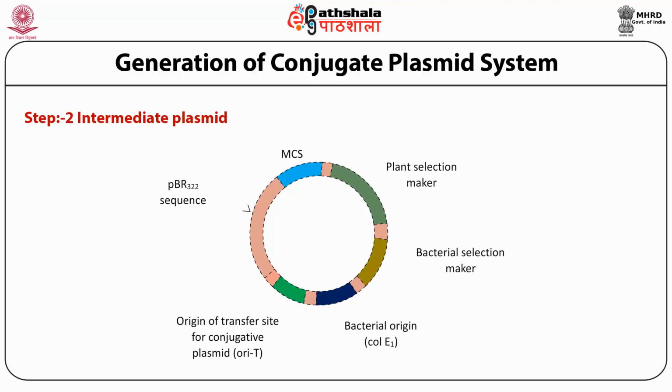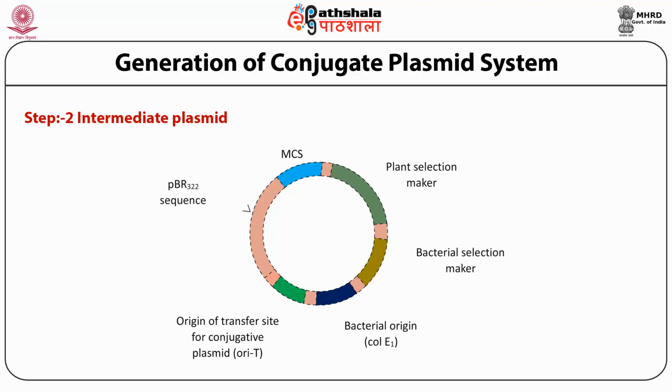This plasmid contains an origin of replication which allows it to propagate inside E. coli. It also contains a selection marker which is used in a bacterial system for its propagation. It also contains a plant selection marker. Now this selection marker will be used to screen the transformed plant cells once this plasmid is transformed into a plant cell. It also contains multiple cloning sites, and as I told you earlier, it also contains exactly the same pBR322 sequence which allows the recombination between the intermediate plasmid and the disarmed Ti plasmid.